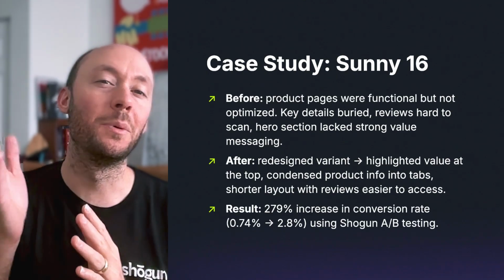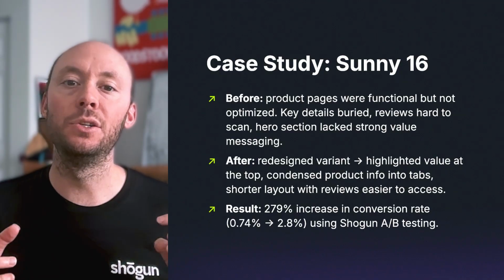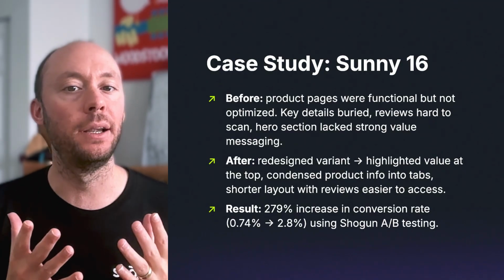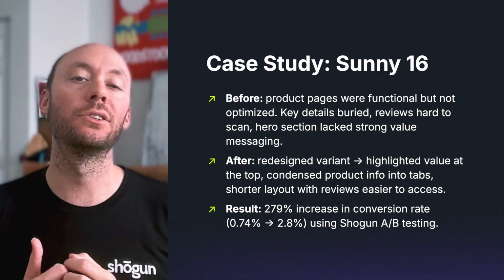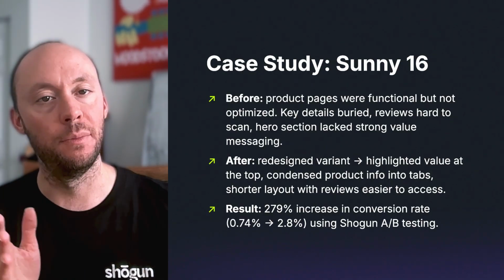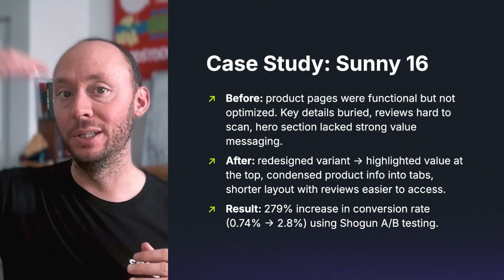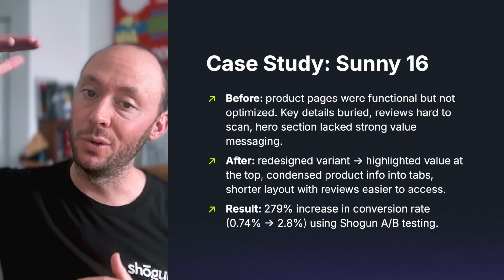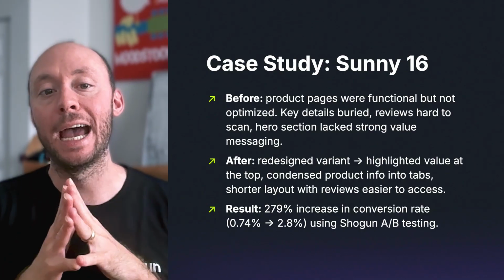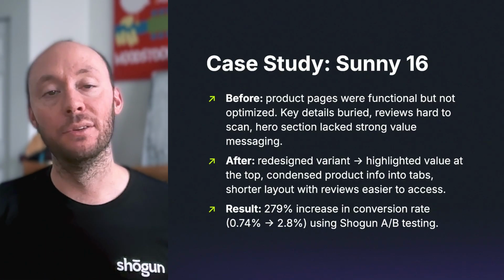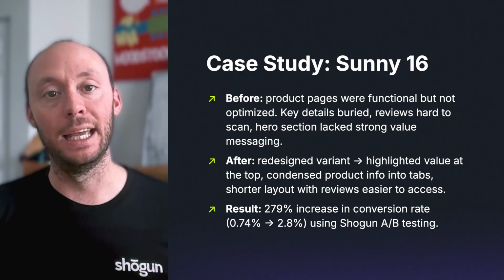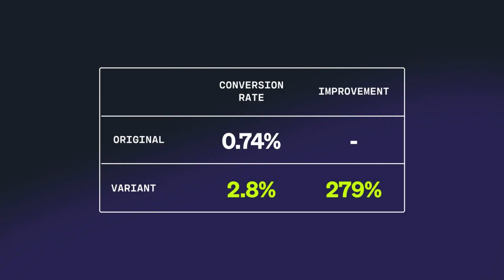Another great case study here, this from the brand Sunny 16. And this is another situation where product pages had key details buried. Reviews were hard to scan. Hero section lacked strong value messaging. The fundamentals, as we mentioned before. After the redesign, they highlighted key value, pushed the value points up to the top, made it easier to scan and read quickly, condensed product info into tabs, shorter layouts, made the reviews a lot easier to read and access. And guess what? We had an enormous and absolutely crazy 279% increase in conversion rate from less than 1% to almost 3% using Shogun A/B testing.